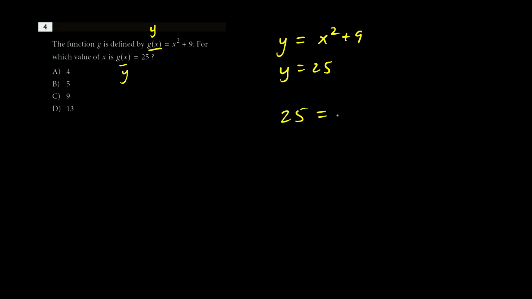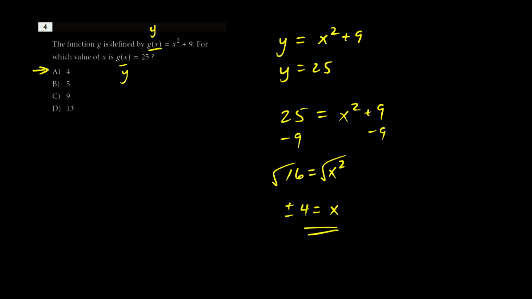So we're going to have 25 is equal to x squared plus 9. So we would subtract 9 from each side in solving for x squared. And then to solve for a square, we square root both sides. Now technically, it could have been plus or minus 4, but they're just asking which one of these is the answer. So positive 4 will work, and that's it.